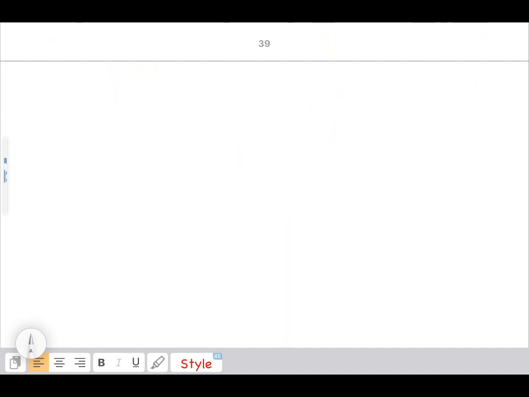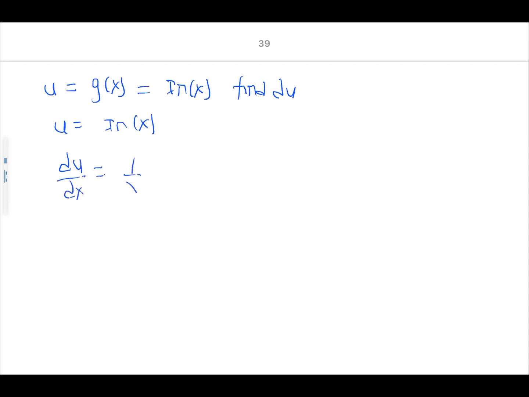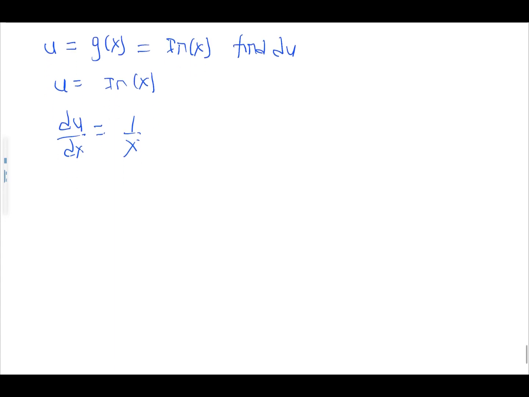So let's look at the third example. We have u equal to g of x, which is equal to the natural log of x. Find du. Therefore, we can say that if u equals ln x, then du with respect to dx is equal to 1 over x. And to make du the subject, we multiply both sides by dx, and we are going to get du is equal to 1 over x dx.